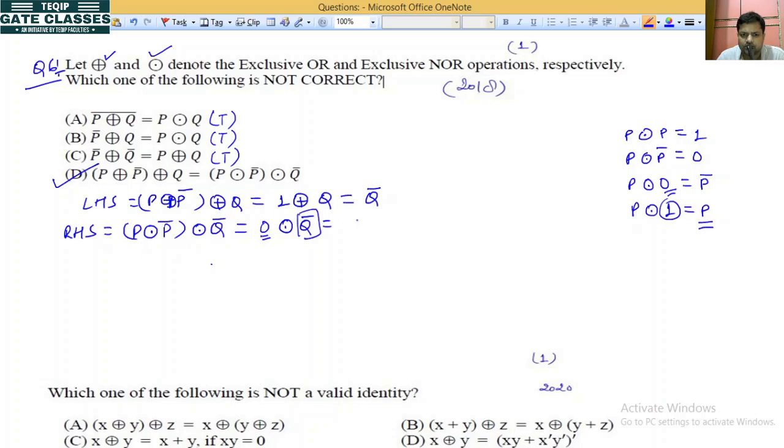So it will be Q bar with one more bar. So if P is here, it will be P bar. So it is Q bar, and we have to take one more bar again. So it will be Q. Are both equal? No, not equal. So that's why D option is correct.